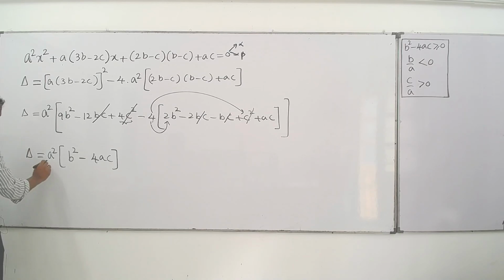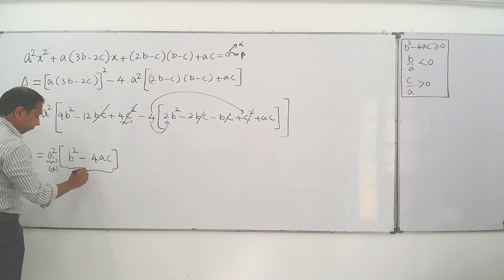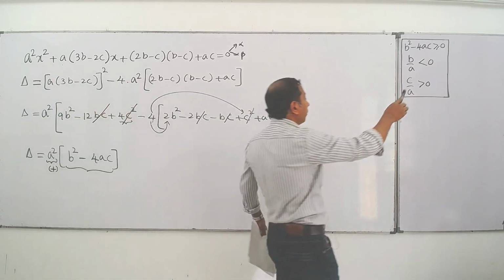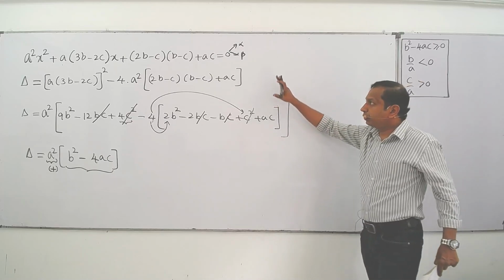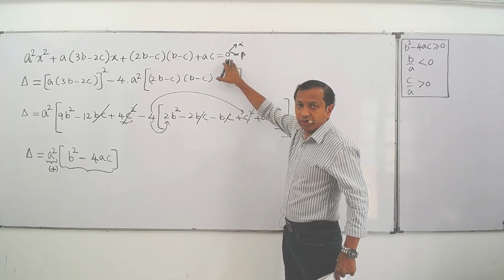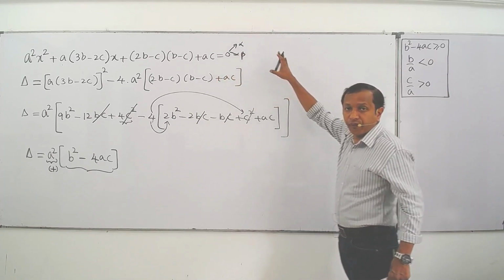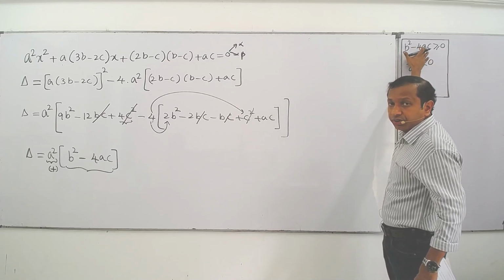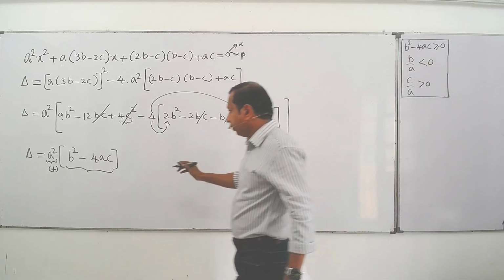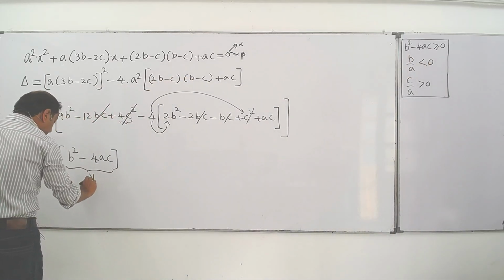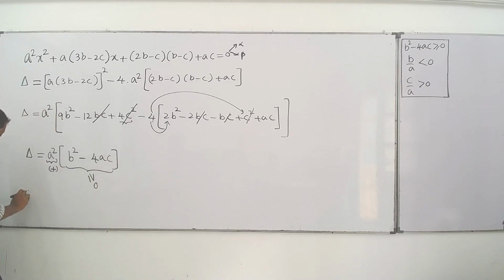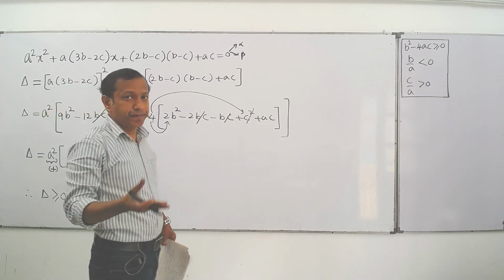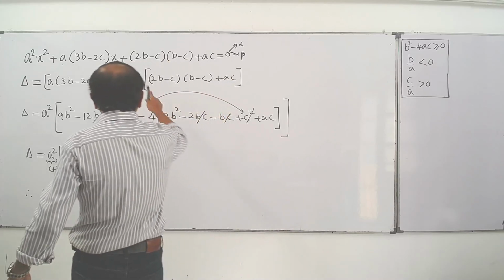You can see a is not equal to 0, so a squared is positive. And b squared minus 4ac is greater than or equal to 0, because we are going to show the roots of this are real and positive when these conditions are satisfied. Therefore, this is greater than or equal to 0. Therefore, delta is greater than or equal to 0, and then the roots of this equation are real.